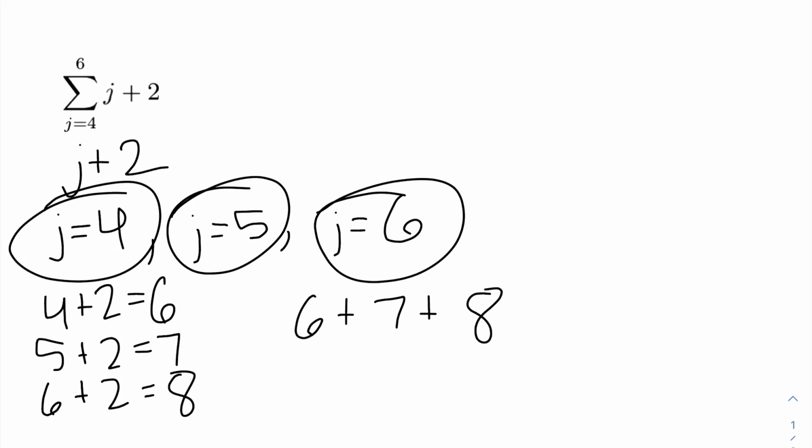Now here, we notice that this, right here, is an arithmetic series. It starts off as 6, and then we add 1 to get 7, and add 1 to get 8, so it has a common difference of 1. And that's basically what sigma notation is. Sigma notation is just going to be a condensed way of writing out a series like this. So now let's find the sum. 6 plus 7 plus 8 is just going to be 21. So our answer is 21.